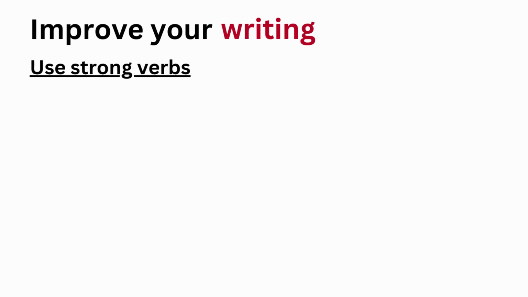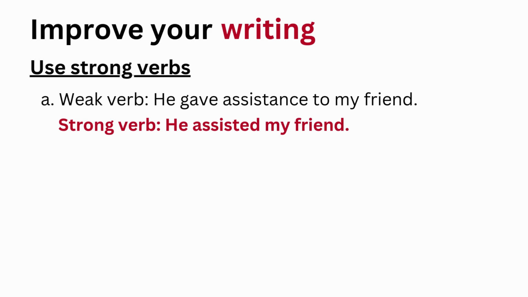So the final tip in this video is, when you write academically, use strong verbs. So what is a strong verb and what is a weak verb? Let me give you an example. I could say, he gave assistance to my friend. This is a very weak way of expressing the idea. In a stronger way, I could simply say, he assisted my friend.